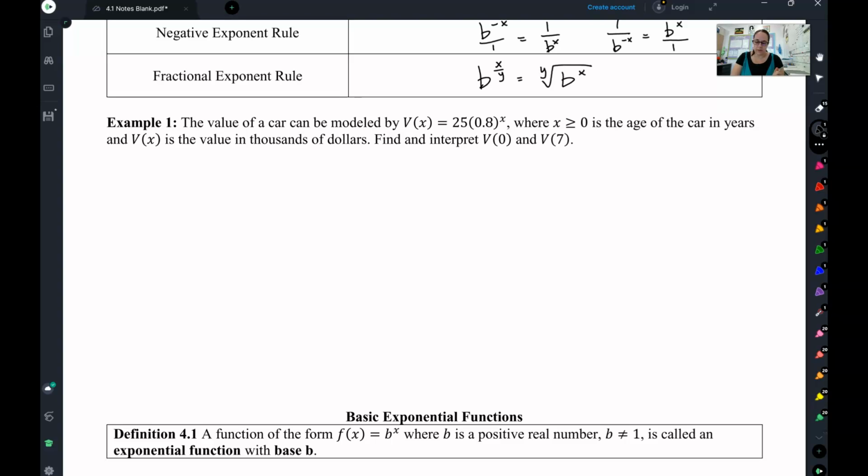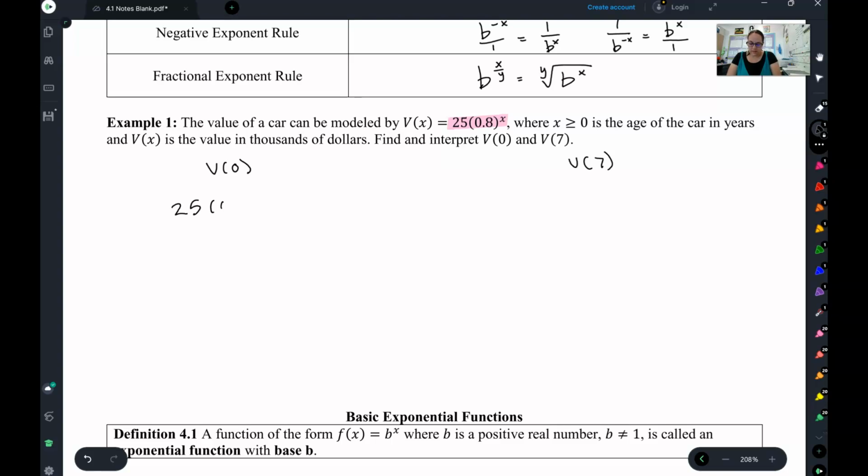This one's a pretty simple example. We have the value of a car that can be modeled by this equation. Where, of course, x is greater than 0 because it's the age of the car. Age of a car can't be negative years. And v is the value in thousands of dollars. So we're going to find v of 0 and v of 7.